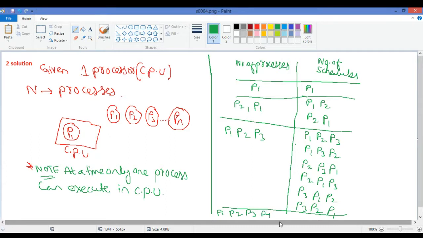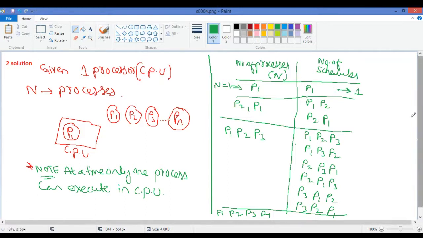So now we have to find out some relation. How do you find out the relation? You see the number of processes here, n. Here n is equal to 1, so you get the number of possible schedules also as 1.